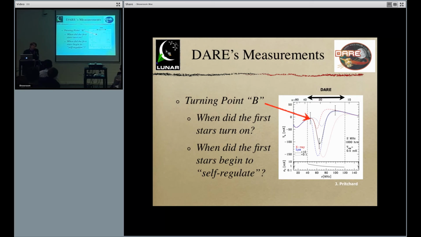The problem, of course, is that as a theoretical prediction, we have no understanding of what this really looks like to within orders of magnitude. So the other curves on this diagram are showing other plausible models for what this signal will look like. And you can see that there are pretty dramatic order of magnitude differences in the signal that we're looking for.